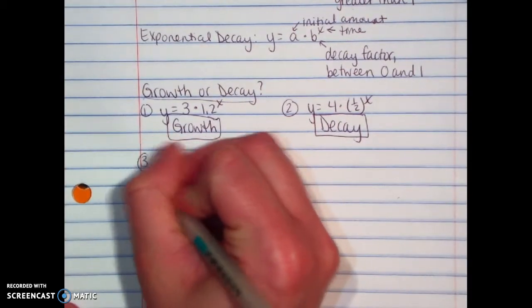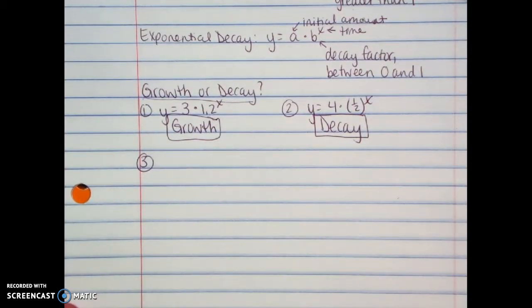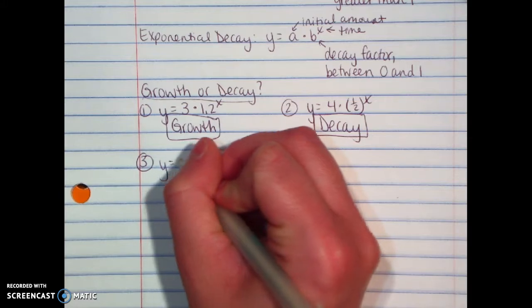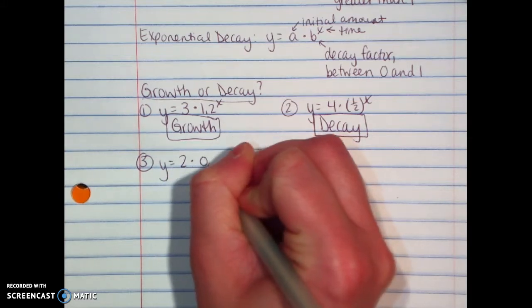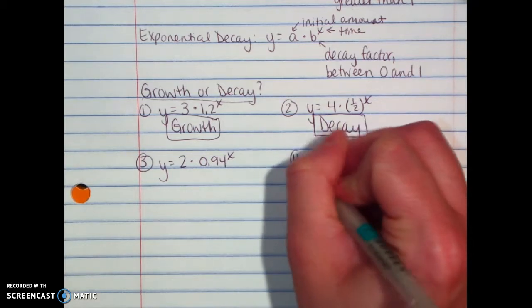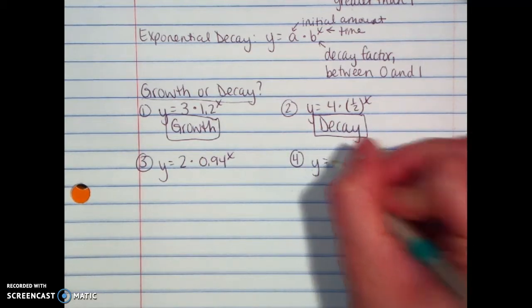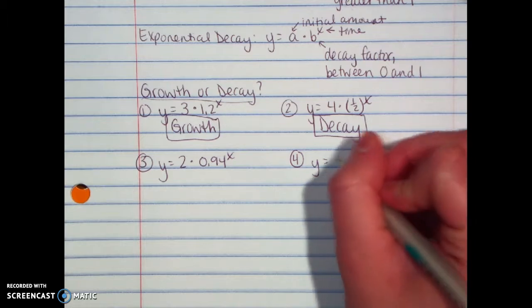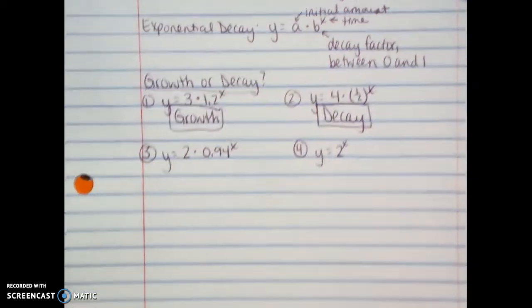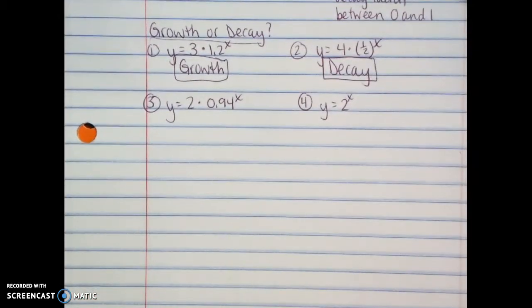Okay, number 3. Let's do y equals 2 times 0.94 to the x, and 4 will be y equals 2 to the x. So I would like for you to do those two, determine if they are growth or decay.